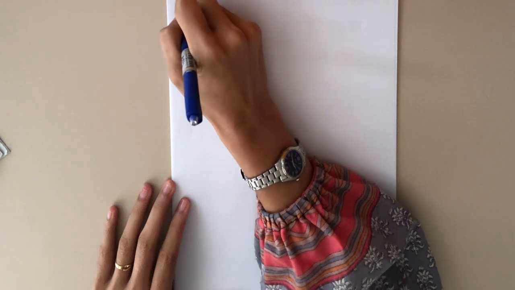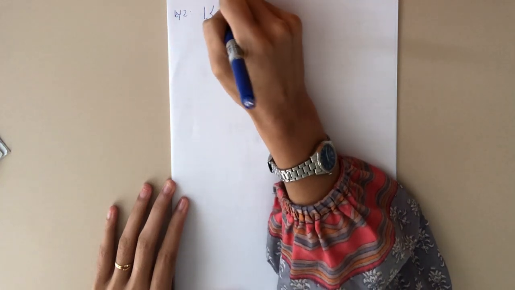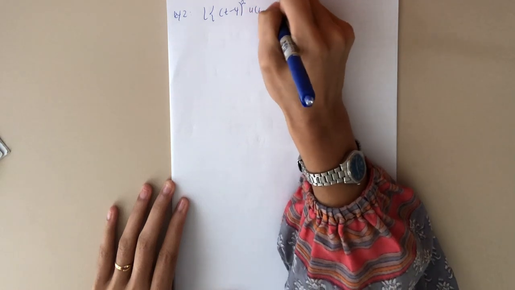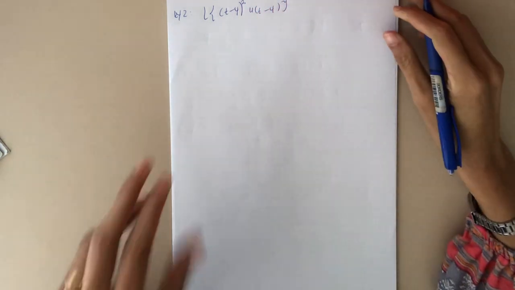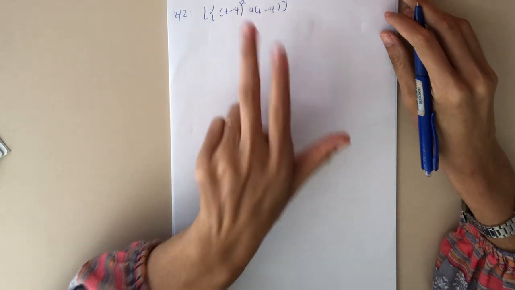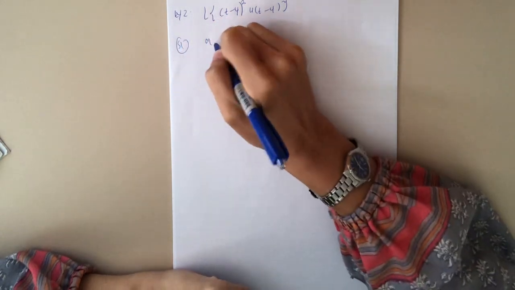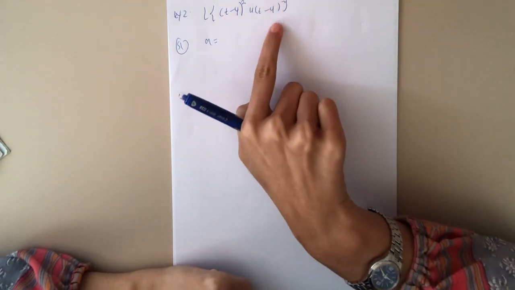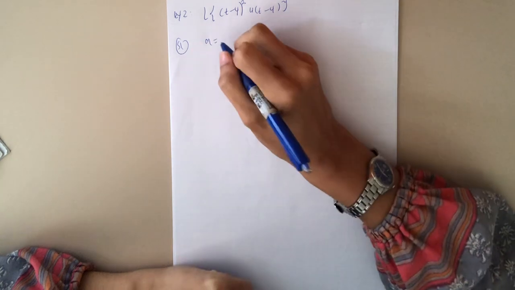Example 2. Find the Laplace transform for (t minus 4) squared u(t minus 4). You can see that they have two terms here, so that means you need to apply the second shifting. Step number 1, identify what is your a. Make sure they are equal. So here must be t minus 4, and here also must be 4. So your a here is 4.